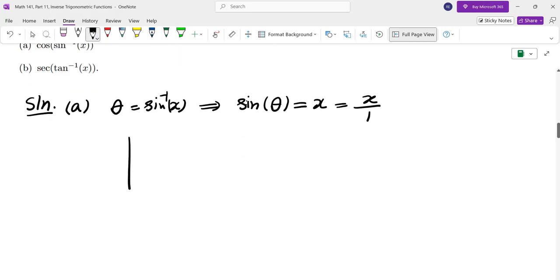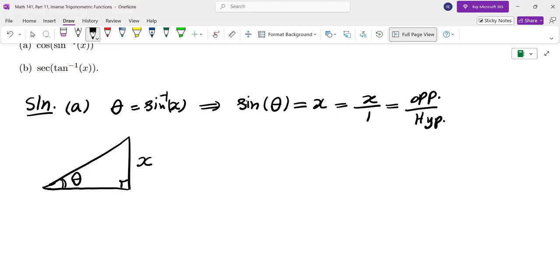If I draw a right triangle where one of the acute angles is theta, then this side is the opposite, and the bottom one is the hypotenuse. Opposite over hypotenuse would have to be x over 1. So we can choose the opposite to be x and the hypotenuse to be 1.